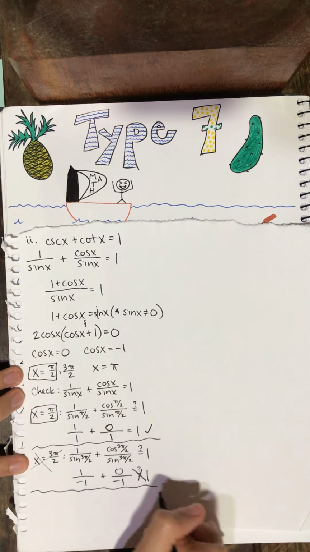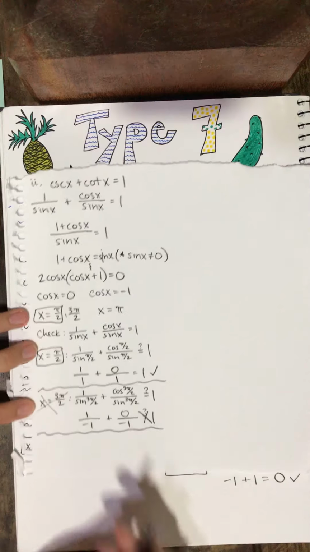All right, last one. x is equal to pi. Should we scoot it up?